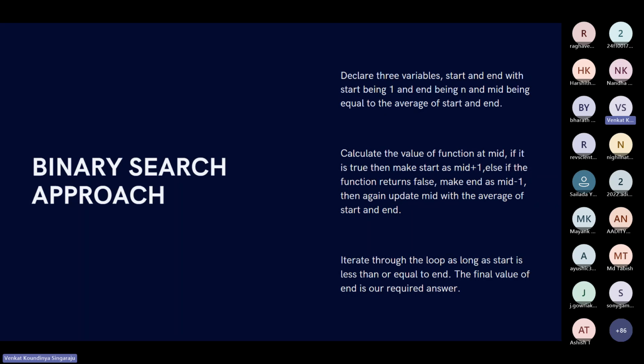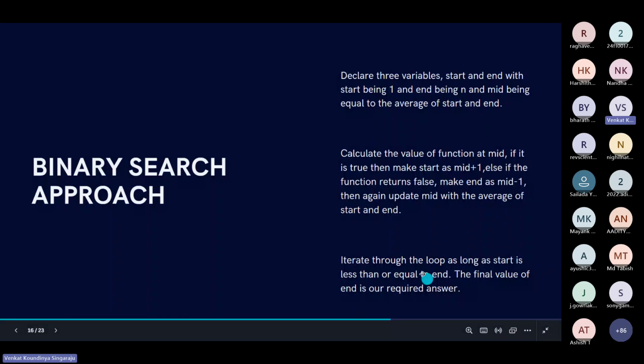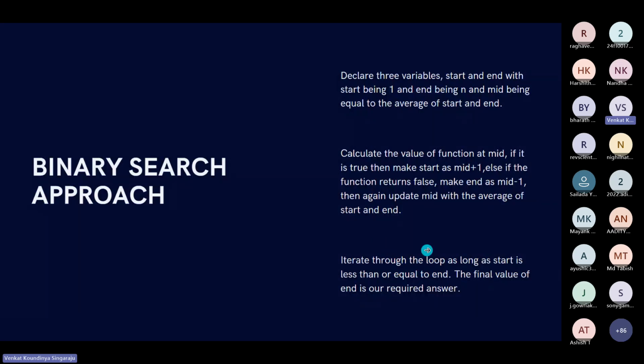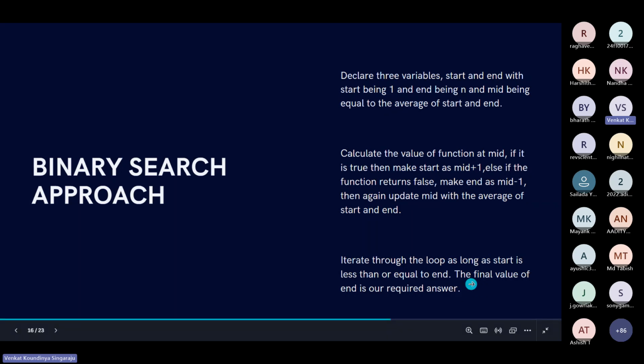One more difference is that last time, as soon as you found out that the array at your given index is equal to the value that you're searching for, you broke out from the loop. But here you can't do that. You'll have to iterate as long as start is less than or equal to end. You can't break like that intermediately. And the final value of end is our answer. Previously, the final value of mid was our answer. Now it is the end.